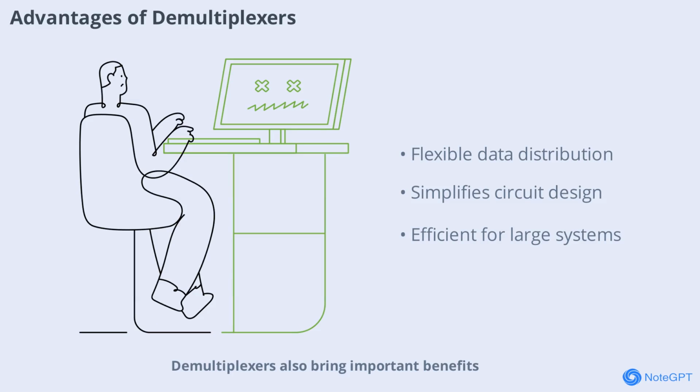Demultiplexers also bring important benefits. They allow a single data source to serve multiple destinations, making systems more flexible and efficient. DEMUX devices simplify circuit design and make it easier to manage complex data distribution tasks, especially in large-scale digital systems.